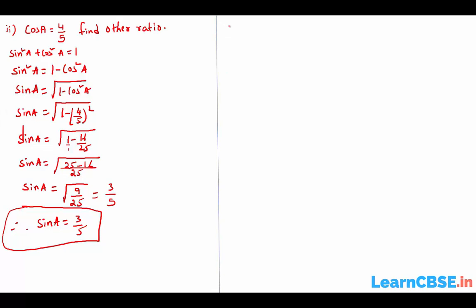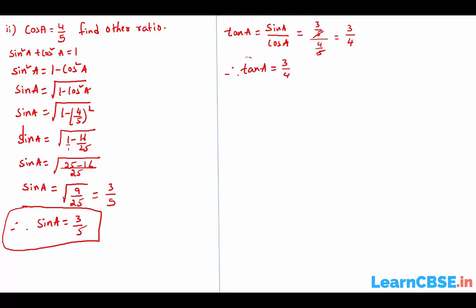So let me go with the tan now. Tan A equals sin A divided by cos A. Okay, let me get the ratios here. 3 by 5 whole divided by 4 by 5. So 5 gets cancelled. 3 in the numerator, 4 in the denominator, which is 3 by 4. Therefore tan A equals 3 by 4.